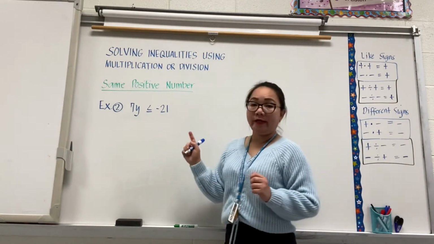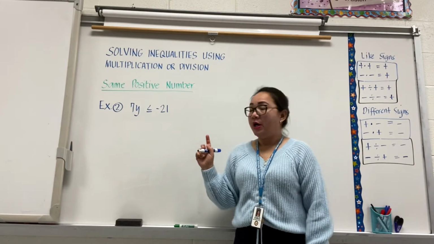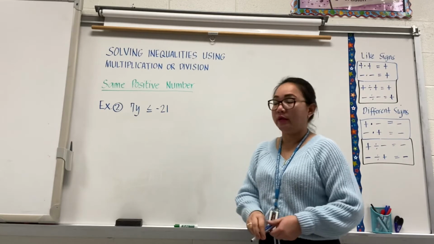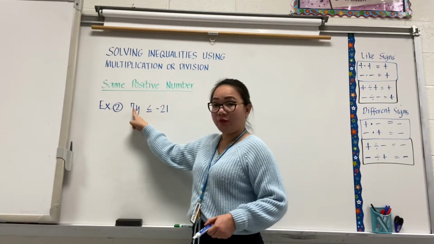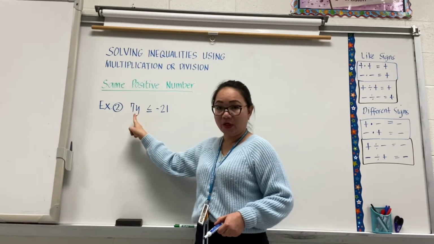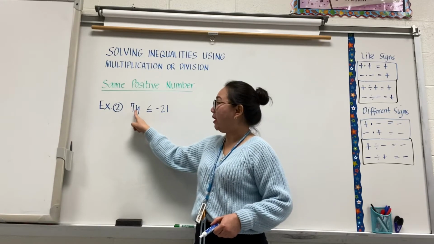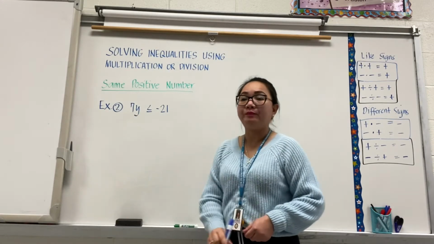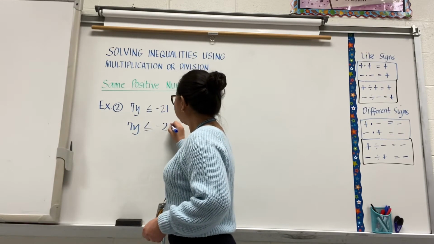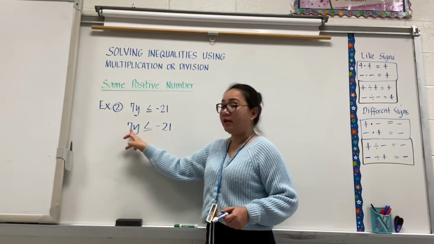Okay, we are still on multiplying or dividing same positive number. So example, 7y is less than or equal to negative 21. So there is no plus sign in between, no minus sign, no division sign, which is the fraction bar. That means multiplication. You multiplied 7 by the unknown y. Okay, so write the inequality again. So here, this is multiplication. You multiplied 7 by y.